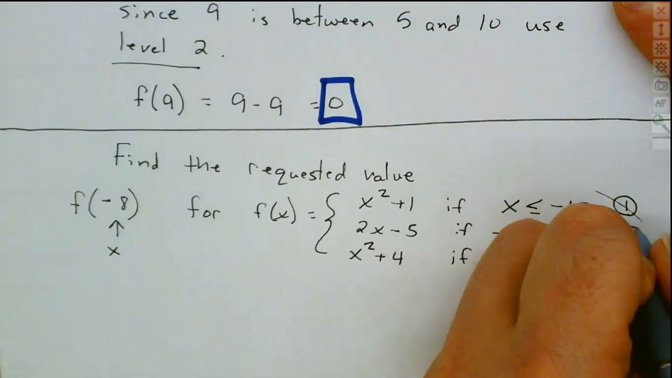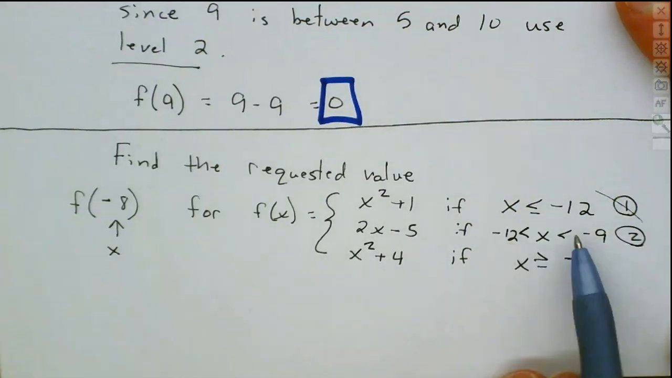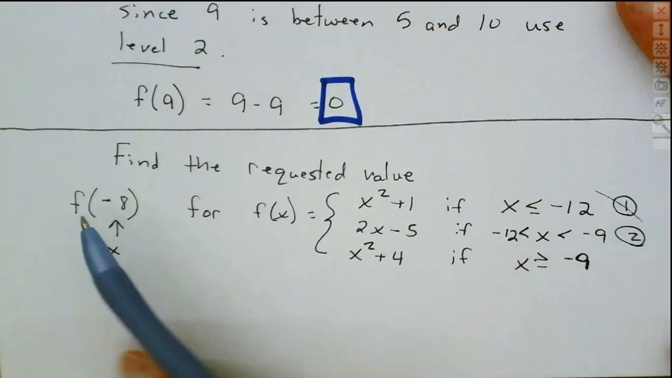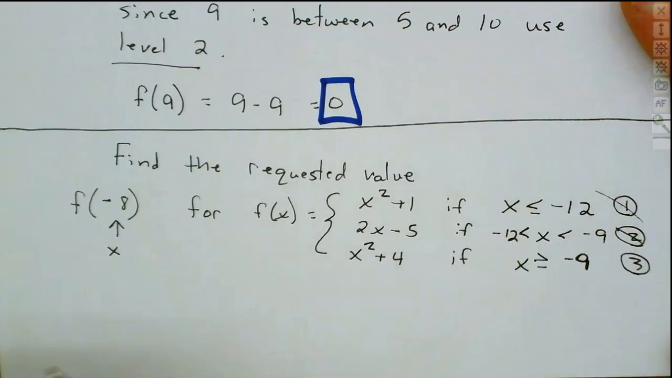What about the second row? It's for numbers that are between negative 12 and negative 9. Is negative 8 in there? No. What about the third row? What is it for?